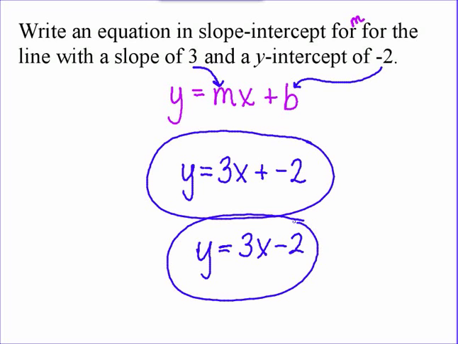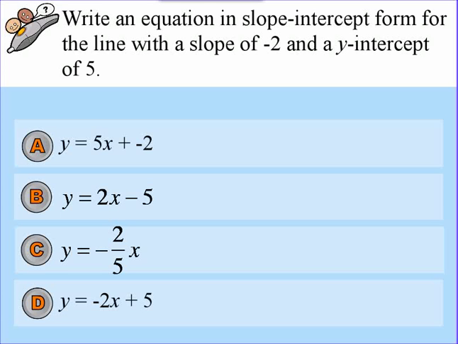Okay, so let's go ahead and look at the next one. Write an equation in slope-intercept form for the line with a slope of -2 and a y-intercept of 5. I need you to go ahead and answer that for me. Number 14. So go ahead and use your expressions and answer that.